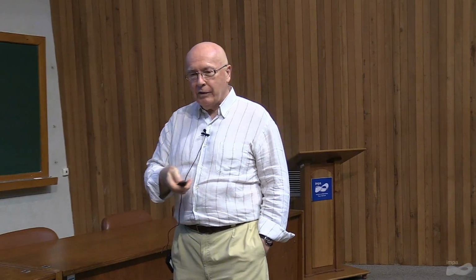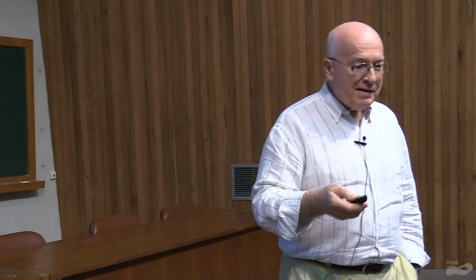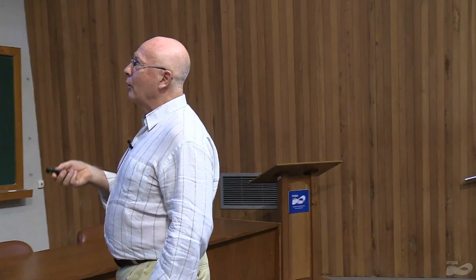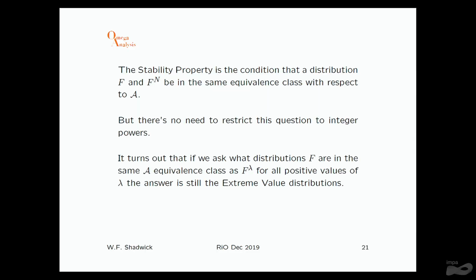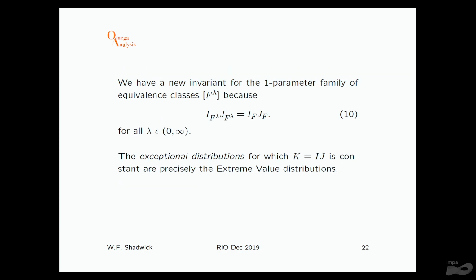But the stability property is given in terms of samples of size n, as n goes to infinity. So n's an integer. But it turns out that it's got nothing to do with integer powers of n. And the geometrically natural thing is to ask, well, what distributions f are in the same equivalence class as powers of f, where the equivalences are affine transformations? And the answer is the extreme value distributions. That's exactly what's characterized by that. And the other thing it's easy to check is that the product of these 2 invariants I and j doesn't depend on the power.